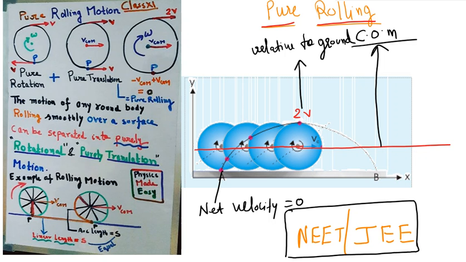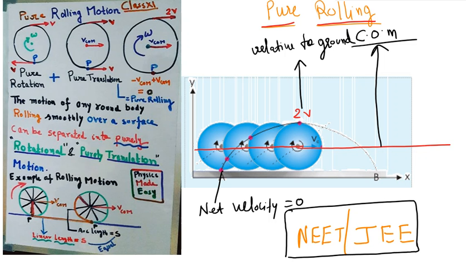All right, so a very important concept for the upcoming NEET or JEE Mains examination is the concept of pure rolling. Many questions come on pure rolling in JEE Mains and NEET, so you must be thoroughly prepared. Please practice at least 5 to 7 questions on pure rolling.